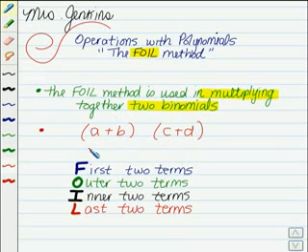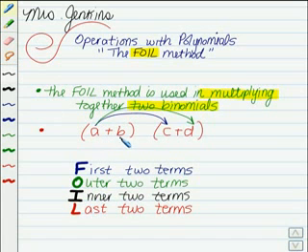When we multiply these two binomials together, we're actually going to be doing a lot of distributing. We're going to start by multiplying together our first two terms, and that F for first is the first letter in FOIL. It shows the distribution that's going on when you multiply your first two terms. Then you'll multiply that A times that D, and that's distributing and multiplying together your outer two terms.